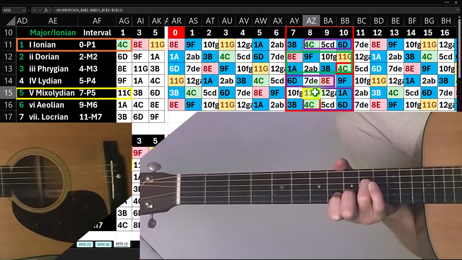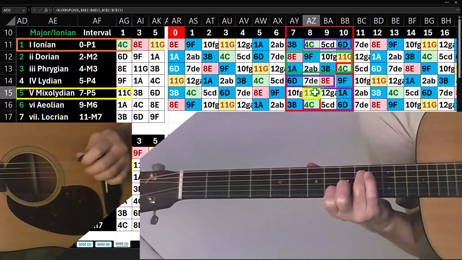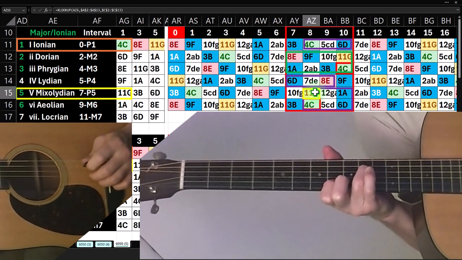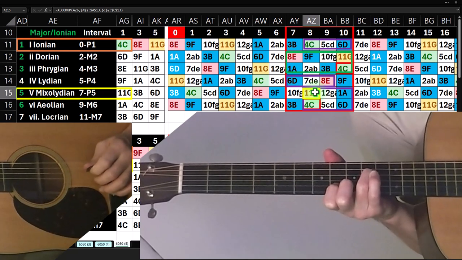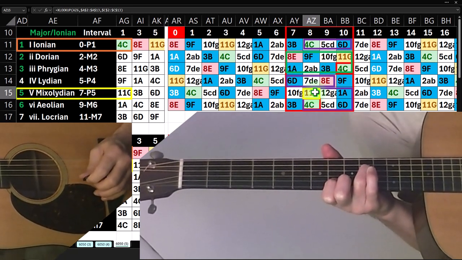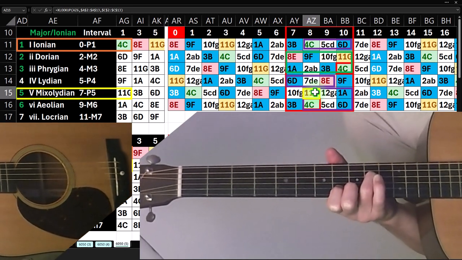Inverse then, 12 minus 7, 5 note away perfect fourth. So when I see that shape, I'm thinking, that doesn't look like a perfect fifth because it should be back here, but no, it's up one because of the kink in the tuning. So yeah, that is a 7 note away perfect fifth, which means of course the inverse is a 5 note away perfect fourth.